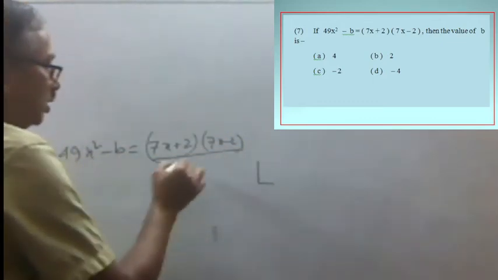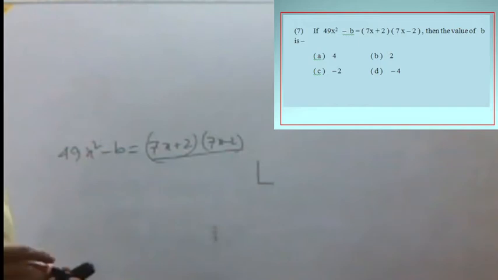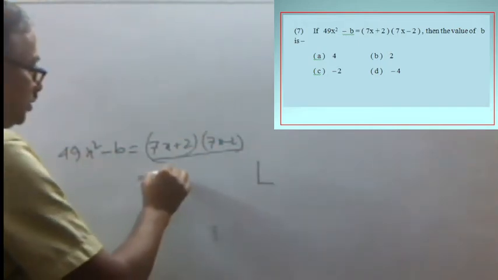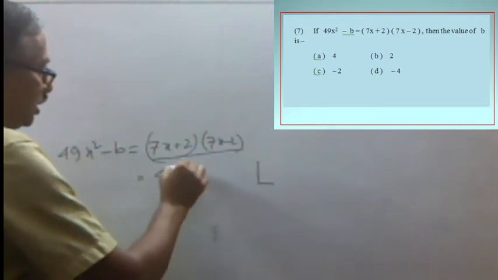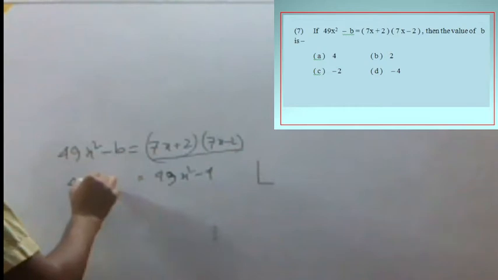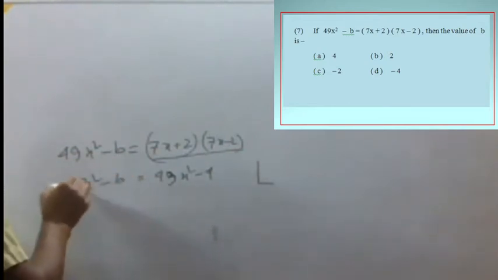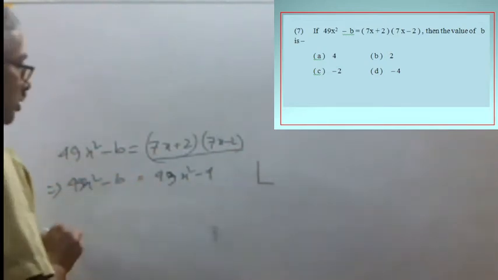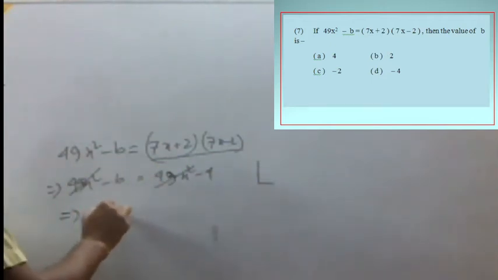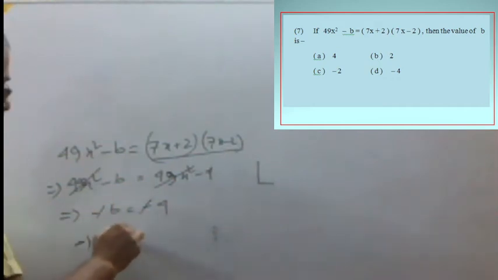Now if we use a plus b into a minus b, we get 7x square minus 2 square, which is nothing but 49x square minus 4. And this side is also 49x square minus b. So now this 49x square cancels. So minus b equal to minus 4. Minus and minus cancel. So b equal to 4.